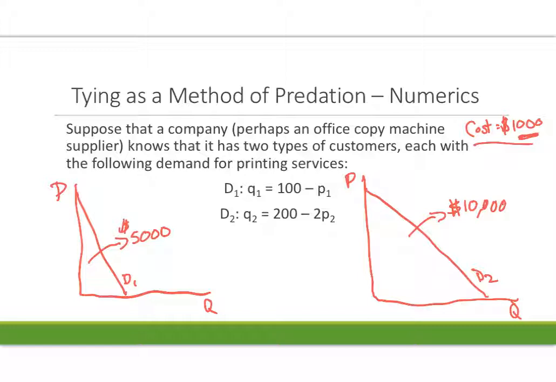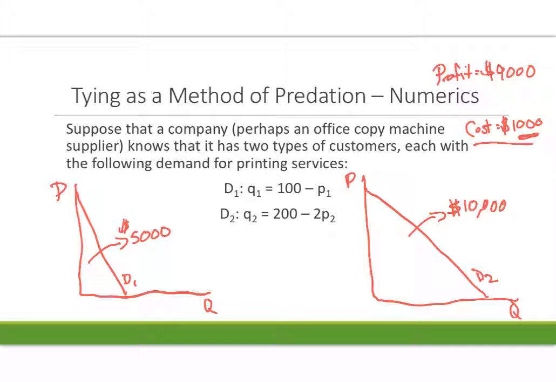So if there's no tying, no price discrimination, anything like that, the company is going to quickly decide that they're going to charge 10,000. They're going to only sell to the high value client, and they're going to make $9,000 in profit. However, let's see what happens if we assume that they can tie.